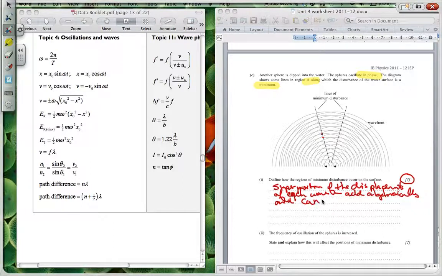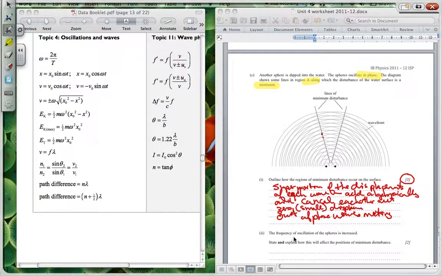They cancel each other out, and that leads to a zero or small displacement. And that's because the two waves are out of phase when meeting. So that would basically get you 3 marks.